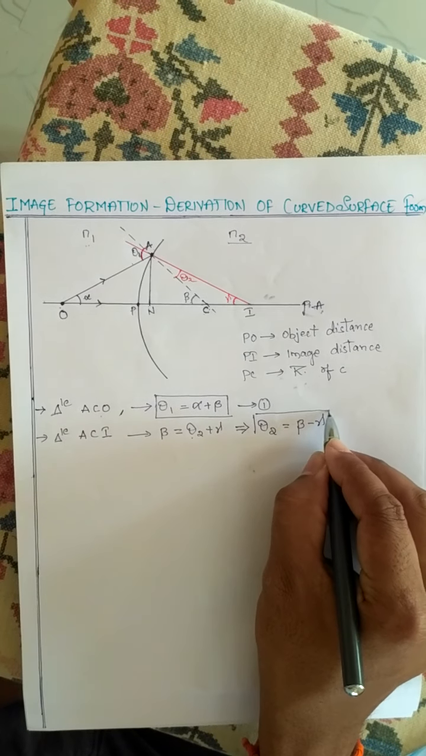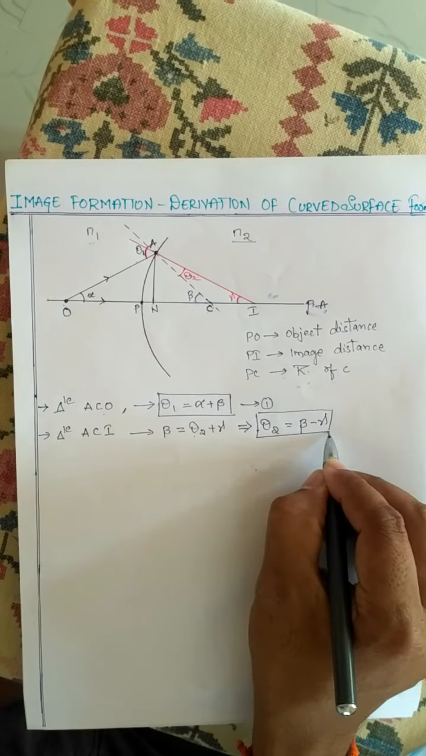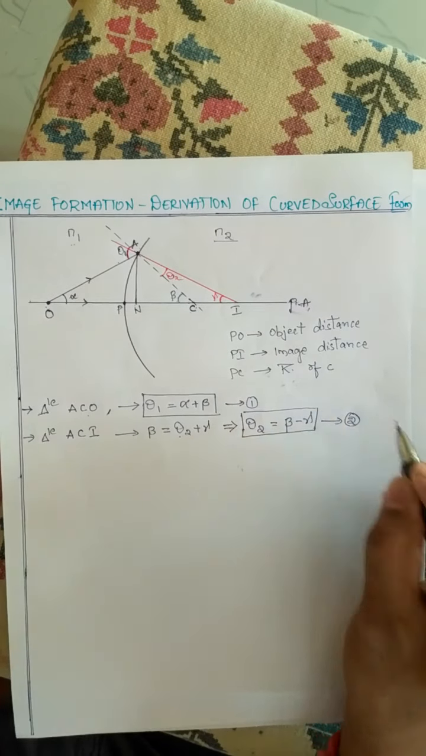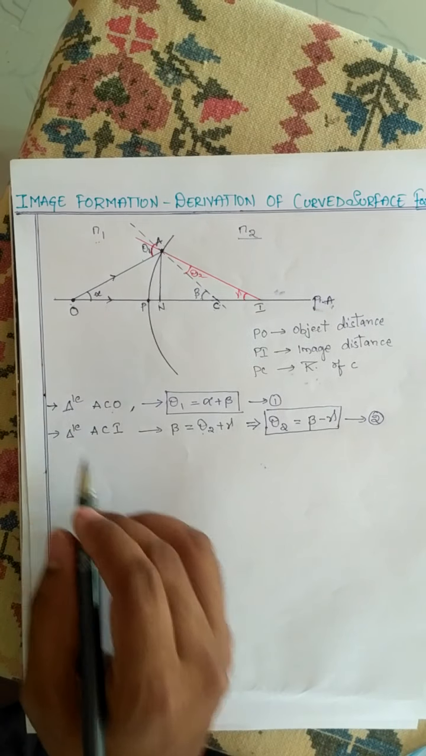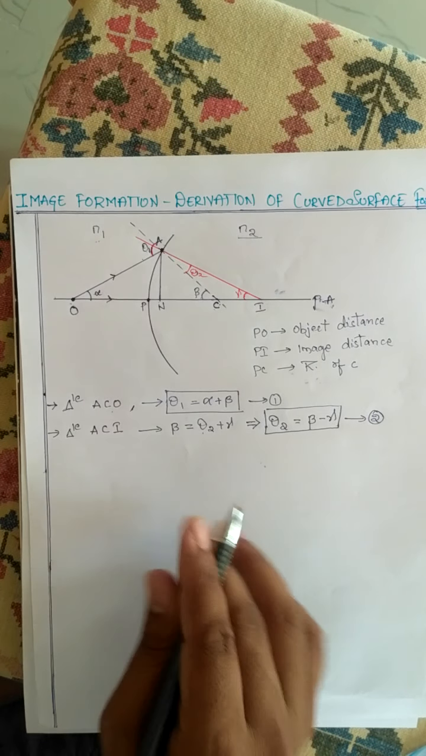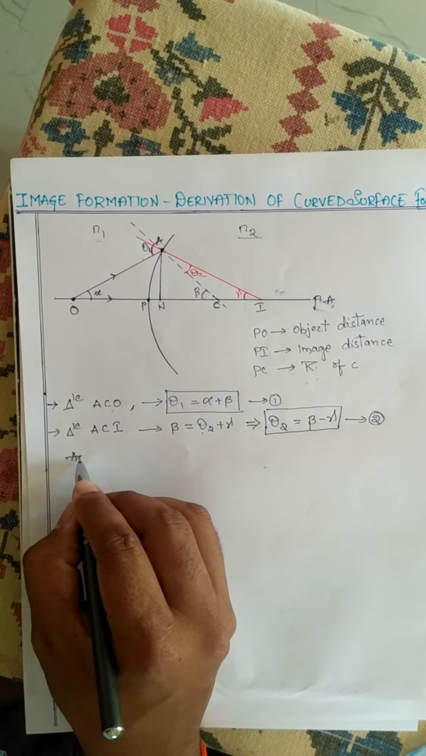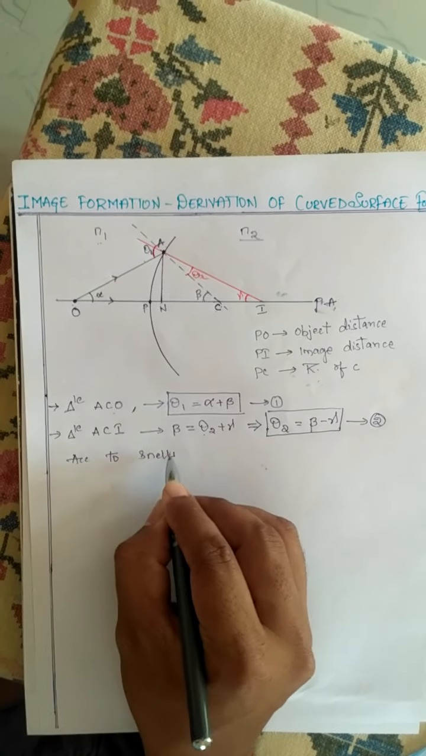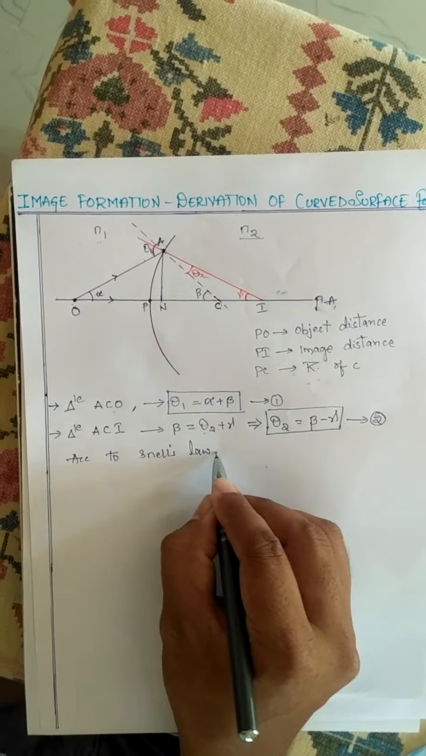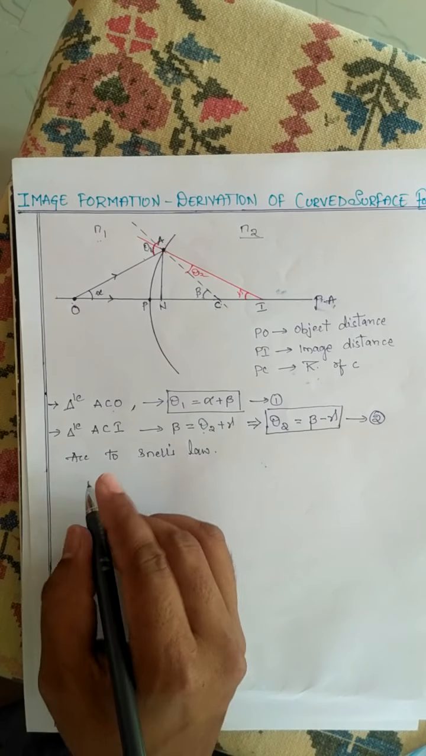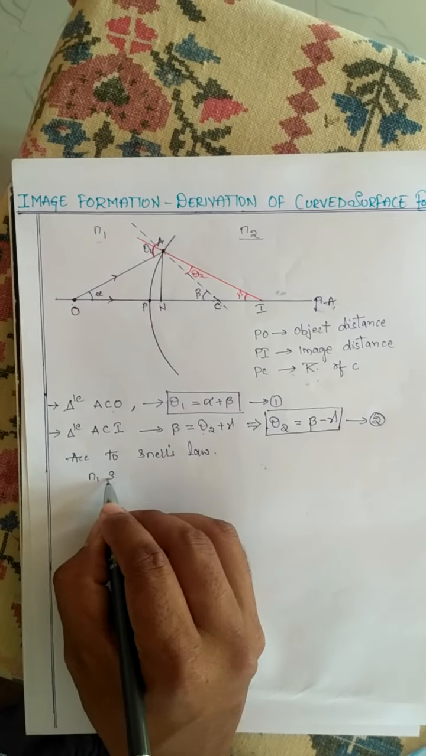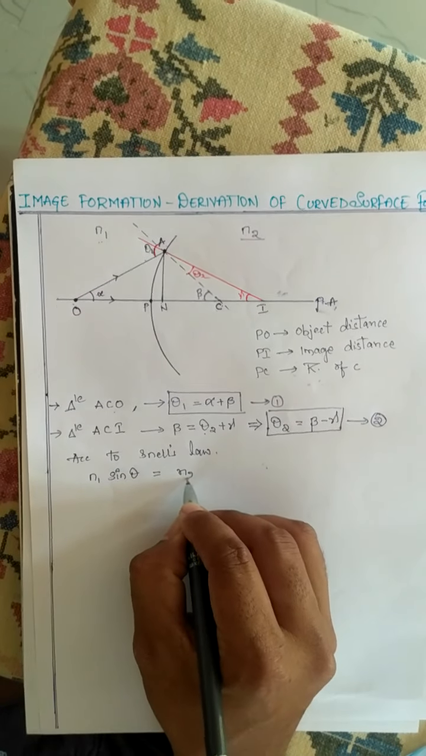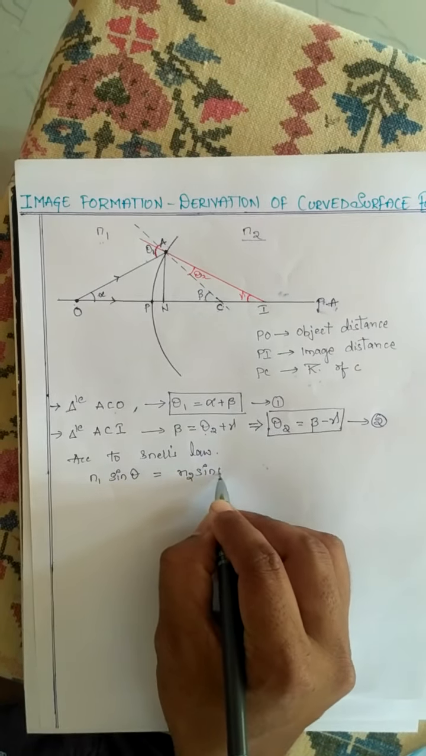So this is the expression for theta 2. I'm taking this as equation number 2, right? Now according to Snell's law of refraction, what does Snell's law say? N1 sine theta is equal to N2 sine theta.